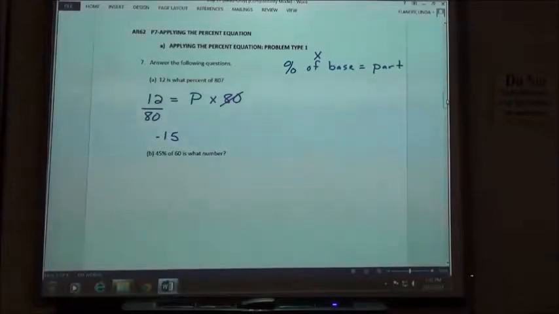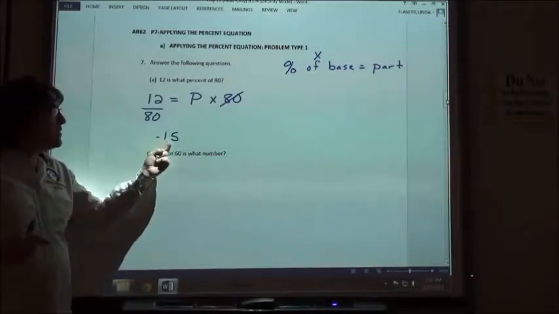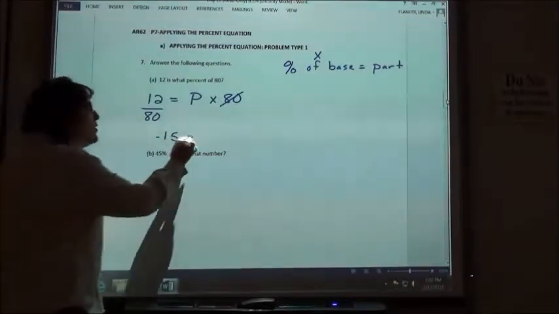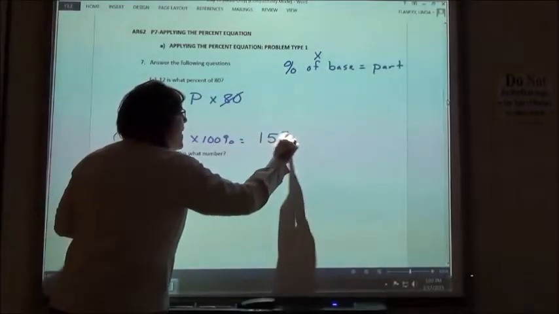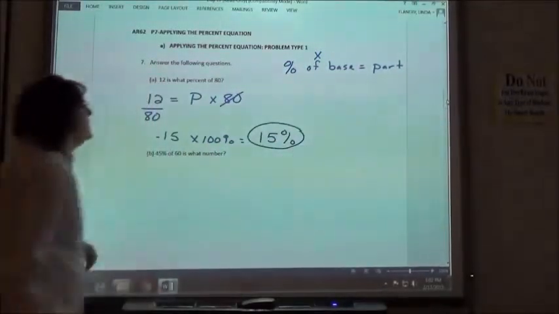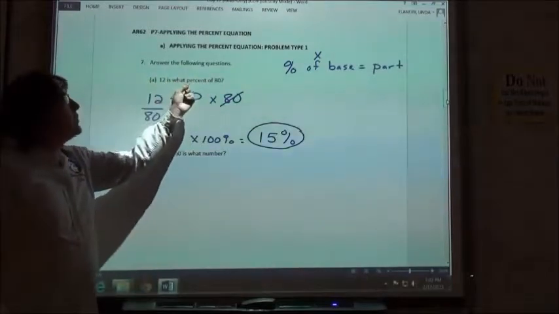15%. Because what does percent mean? Percent means out of 100, so we just move our decimal 2 places to the right or multiply it by 100 and add the percent sign. So 0.15 is 15%. So 12 is 15% of 80.